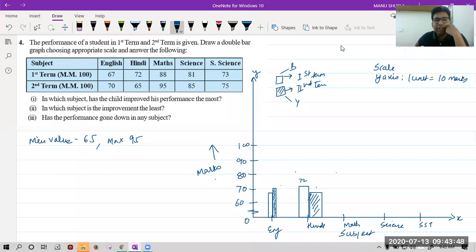We think English is more important in our life. But as a Indian, Hindi is also important for us. English is a foreign language. It is important, but Hindi is also important. Third is, has the performance gone down in any subject? Is there any subject in which it is down? In Hindi it is down. Apart from this, I guess in every subject we are doing good. Only in Hindi we are getting down. Okay, so answer is Hindi for third part.